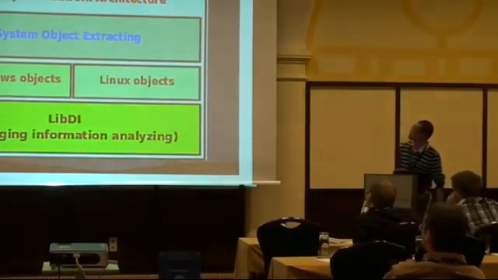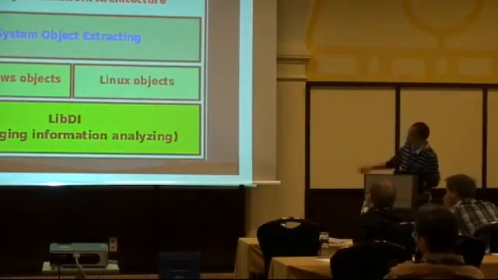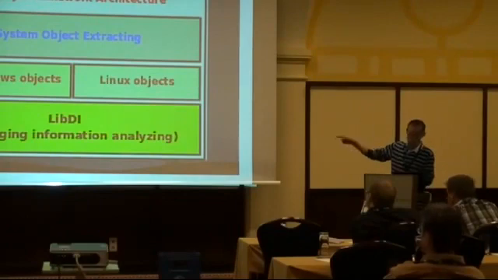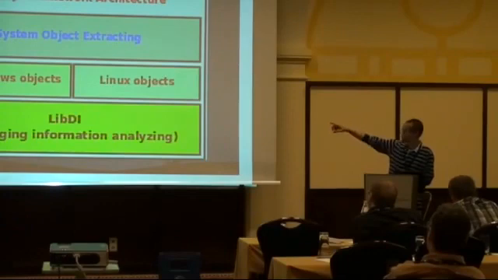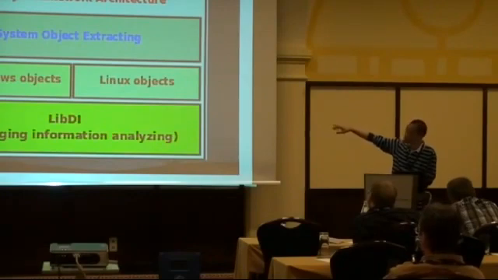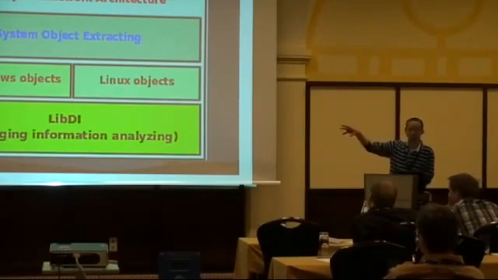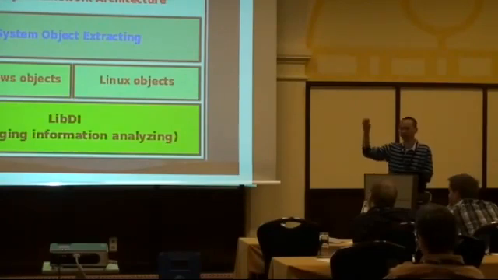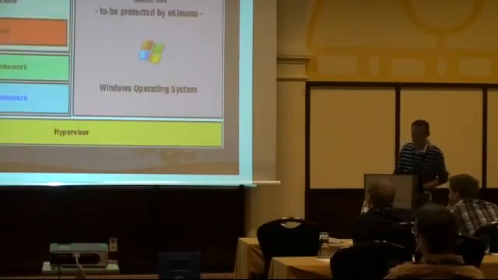So here is the architecture of eKimono again. The bottom layer provides the information about every object in the system. Now we support Windows objects and Linux objects on the Windows version. And the top layer uses the information provided by the bottom layer, goes into the memory, and extracts out everything you want to have: kernel modules, processes, their DLL files, and so on.